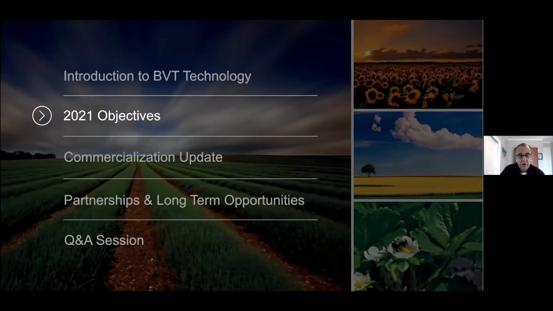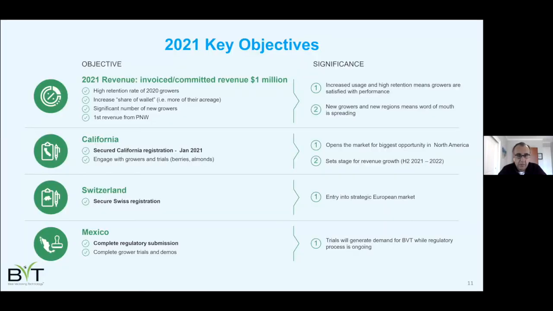Okay, so our 2021 objectives, when we sat down as a team and I sat down with the board, for 2021, we came up with this list of objectives. First and foremost is our revenue journey. And we have an objective for 2021 of invoiced sales and committed sales, so invoice sales plus committed sales of $1 million. And let me explain what I mean by that.